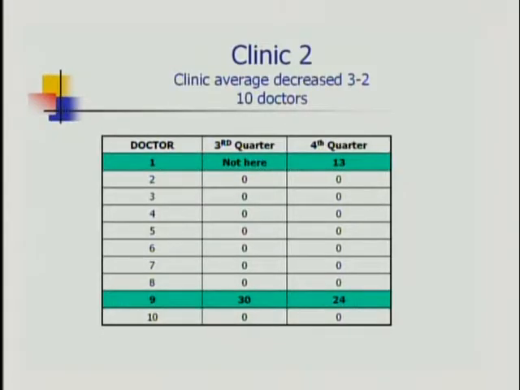This clinic is a little smaller. It only has 10 physicians. They decreased from 3 to 2 after my little trend report went out. This guy down here, doctor number 9, is the outlier doc of 30, and he went down to 24. But look at this here. This doctor in number 1 wasn't here in third quarter, and suddenly this person appears in fourth quarter and starts ordering all these tests. So what this tells me is that I don't think the word is getting out to the locums guys, the guys who cover other doctors when they're on vacation. So this gives me a hint that maybe we need to put a message out to the locums.